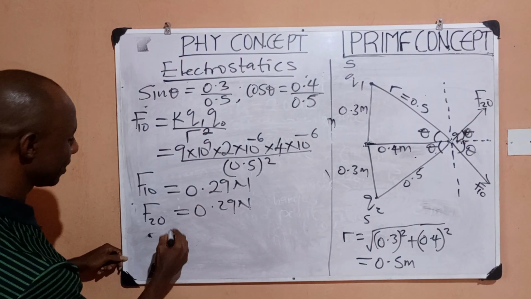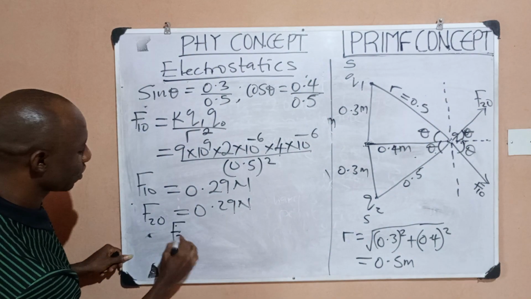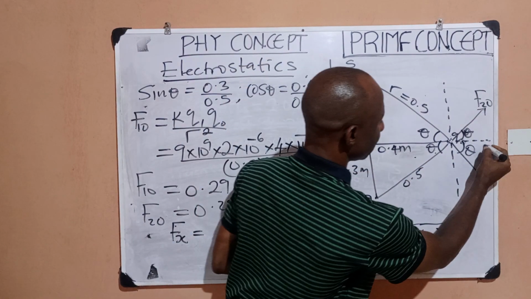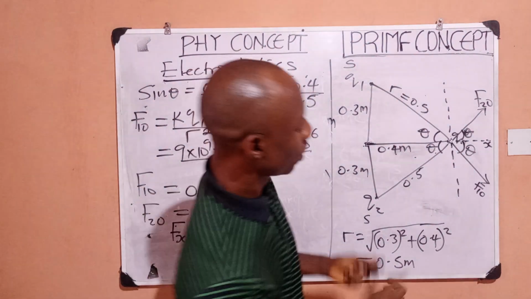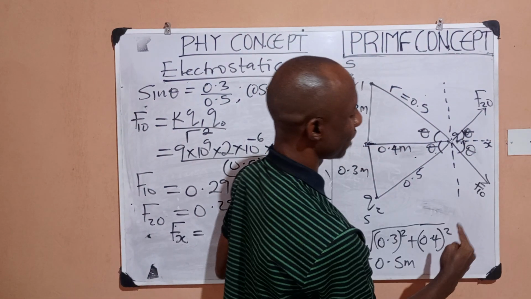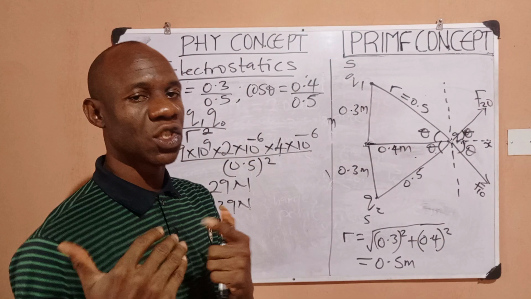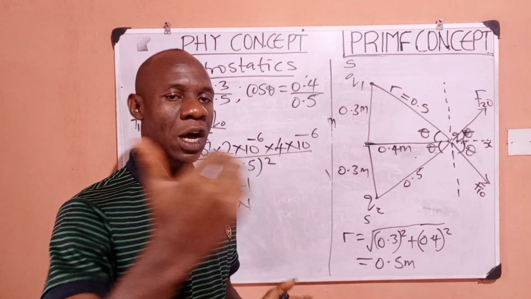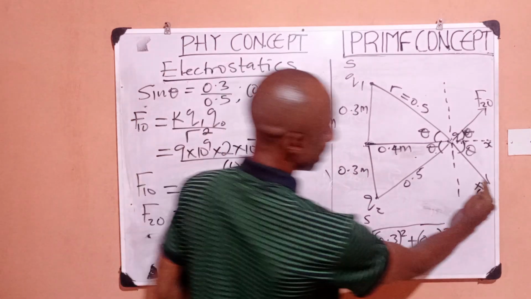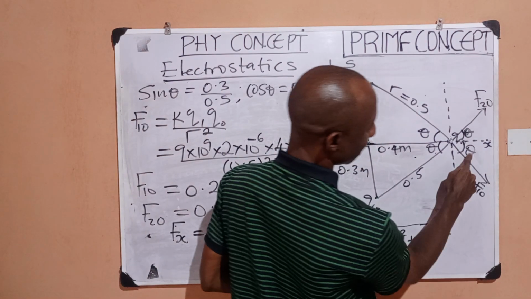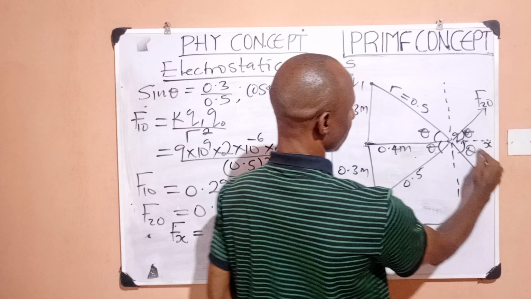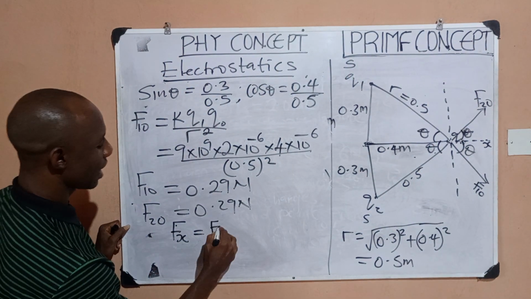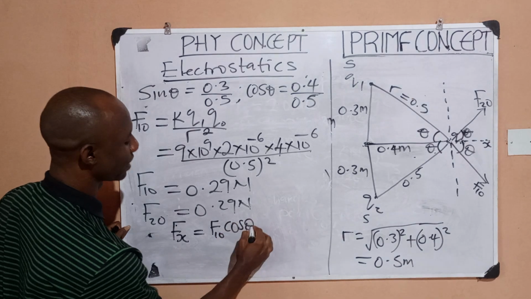So I'm going to find their component along the x direction. This is our x direction, and I'm going to resolve this to the x direction. I told you that whenever you are resolving forces, if you are closing the angle, you use cosine. If you are opening the angle, you use sine. So when I'm taking this force to the x-axis, what is happening to this angle? It's closing. So I'm going to use cosine. So my Fx is going to be F10 cos theta, right?